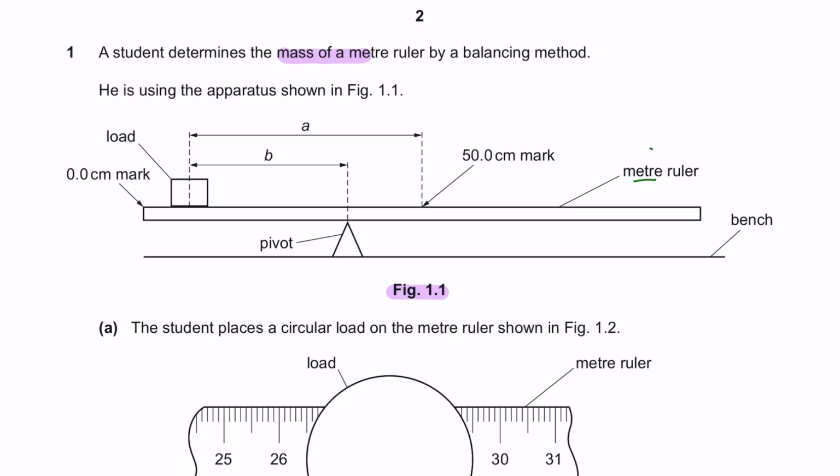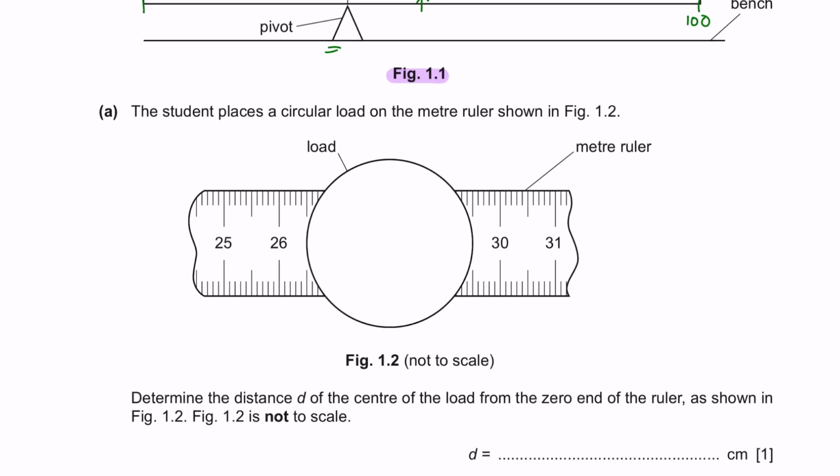This meter ruler has a 100 centimeter length, beginning at 0 over here and ending at 100 over here. The center, which is the 50 centimeter mark, is here, and the load is a certain distance towards the pivot.